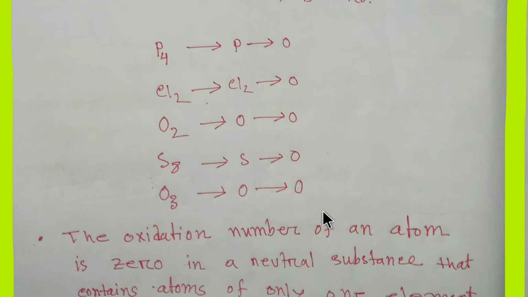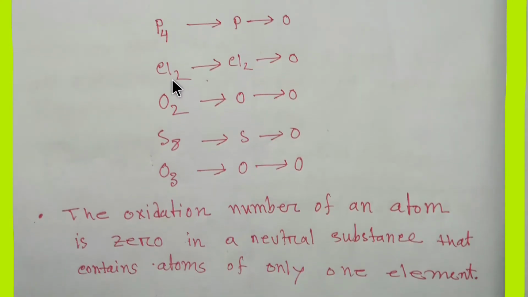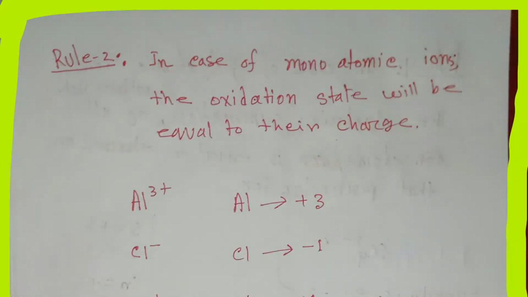I can express the language of this rule like this. The oxidation number of an atom is 0 in a neutral substance that contains atoms of only one element, right? So here is the explanation of this. I think you have understood it well. Now we are going to learn the second rule.